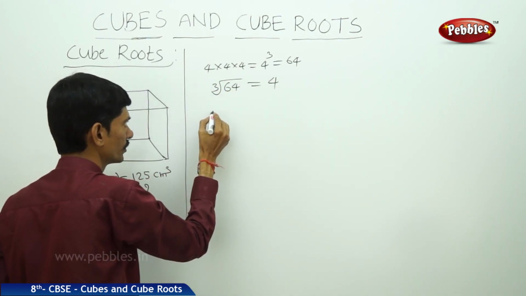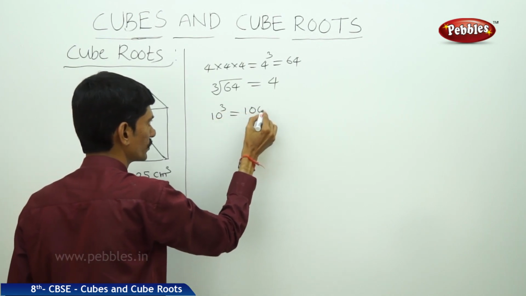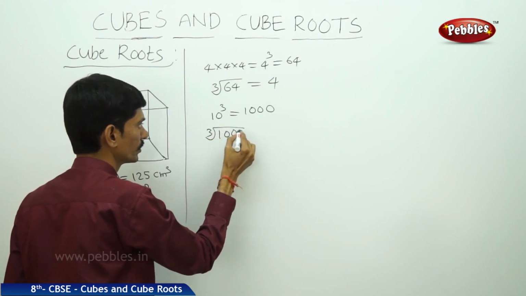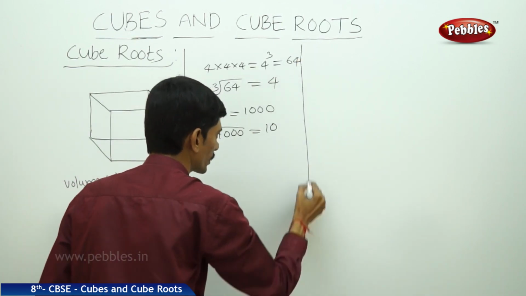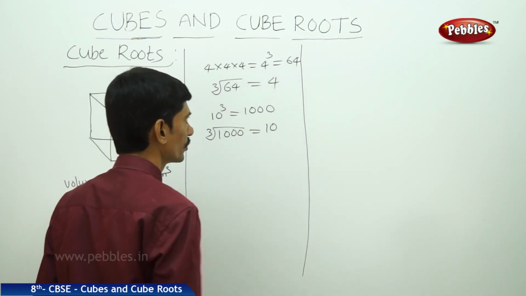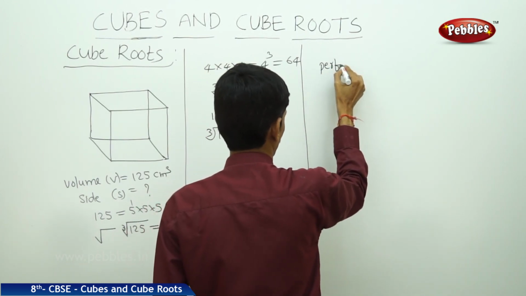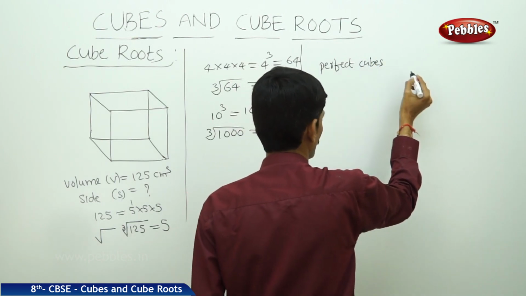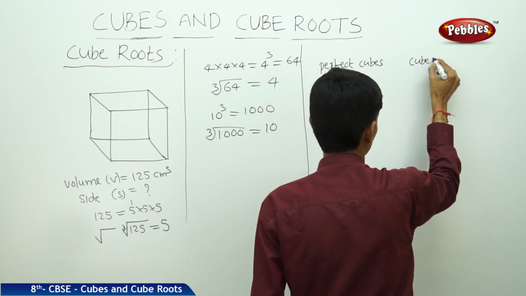So when you write 10 cube equals 1000, then the cube root of 1000 is 10. Now you will write the cube roots up to 1000. Here you will take perfect cubes, and in the next column you will take cube roots.